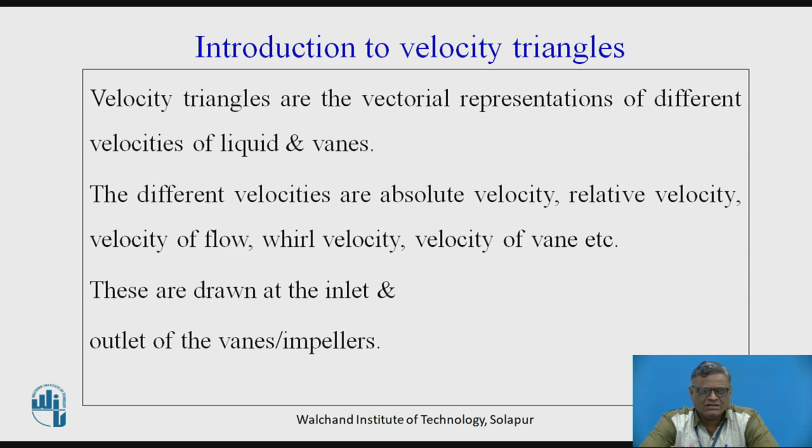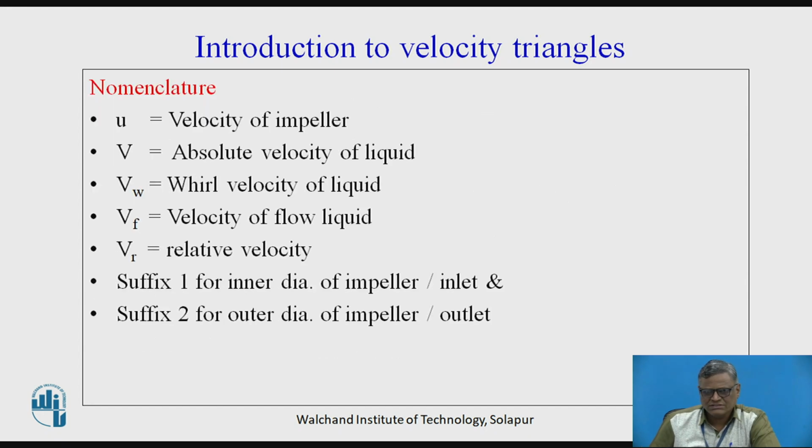So we are going to deal with the triangles which represent all these velocities, at what angles they are, in what direction they are. So like that we are going for the velocity triangles in the case of centrifugal pumps. Before going to the velocity triangles for the centrifugal pumps, let us first have the nomenclature of the different parameters. The letter U we are going to use for the velocity of the impeller, or the blade, or the vane we can call it.